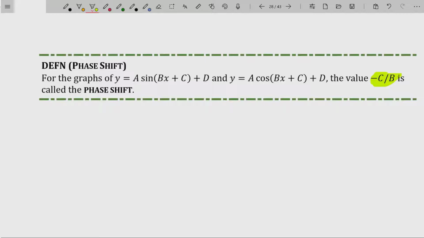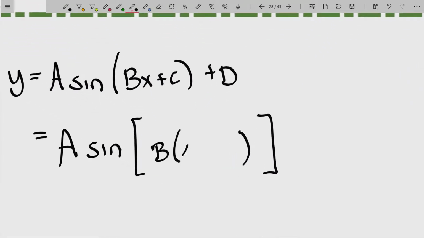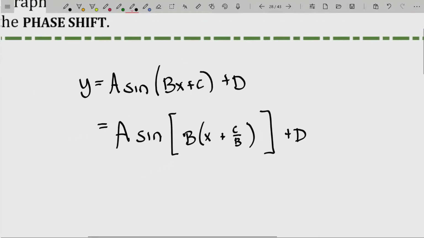And by the way, it's that negative c over b just because of the way I write it: y is equal to a sine of bx plus c plus d. If you were to factor that b off of both terms inside of the sine, remember factoring is division, so bx divided by b is x, and c divided by b is c over b, plus d. Notice what would turn this into 0 is actually not c over b, but negative c over b.